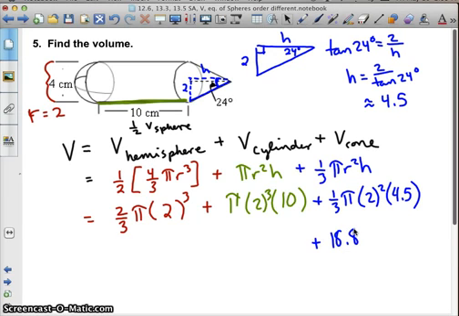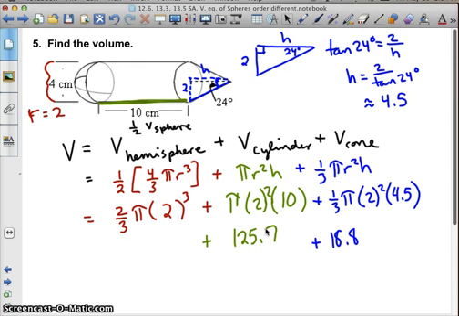Now we do the same thing for our cylinder. We're going to have 10 times 2 cubed. Oops, I have a typo. That should be 2 squared in there. That's one thing you have to watch for when you're doing your work: when are they squared and when are they cubed. So 2 squared is 4, and 4 times 10 is 40. Then you take 40 times pi, and that's going to give you 125.7.